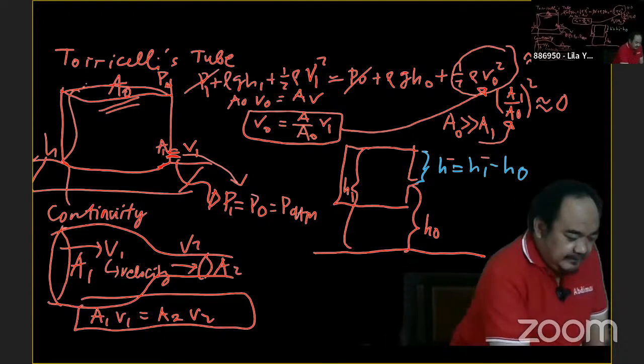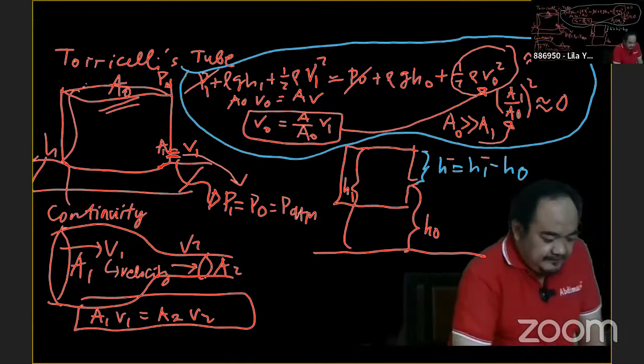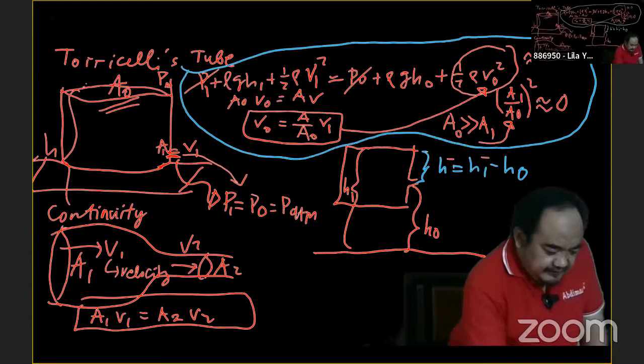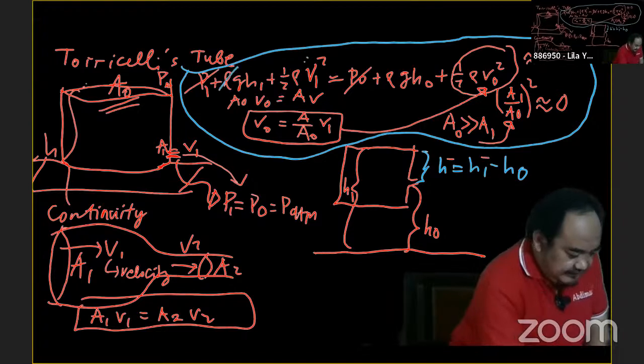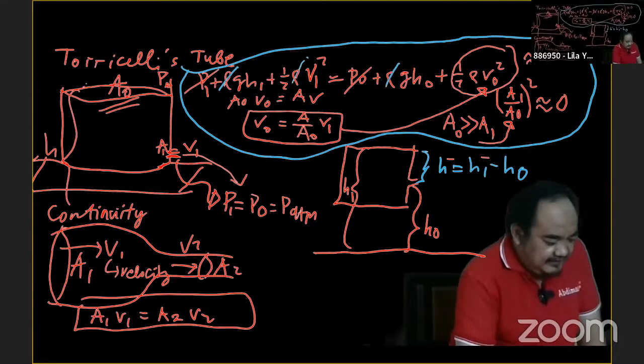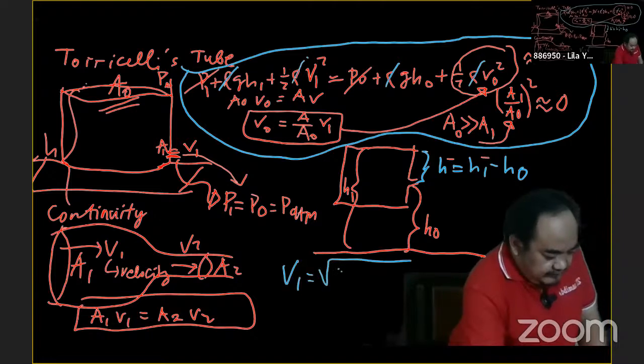And from this expression and from what we get before, you can rearrange and also eliminate rho, because P1 equals P naught, and then rho you can eliminate, and we have just the expression v1 equals the square root of 2gh. It is the simple expression.